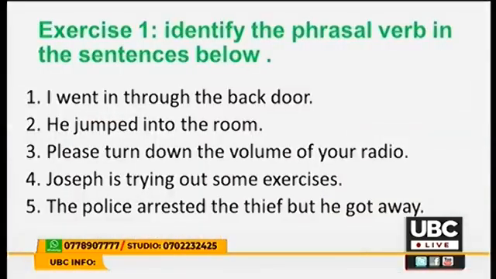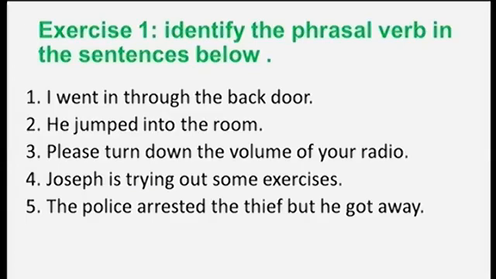Good morning. Whom am I talking to? Number 1. Okay, number 1. What is supposed to be underlined? Thank you. I went in. I went in is our phrasal verb. Thank you so much. You are right. I went in is the phrasal verb.